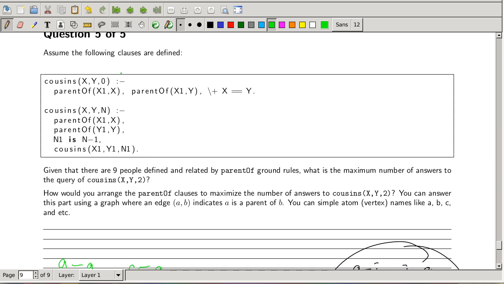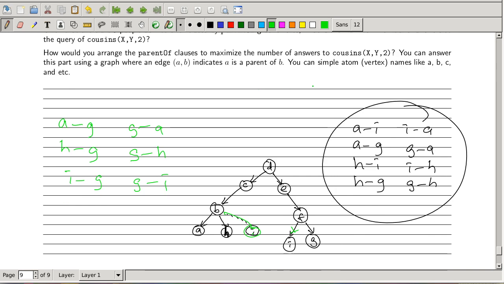In other words, in the graph that we have in here, it will give us A, I, A, G, H, I, H, G, and it will also give me I, A, G, A, I, H, G, H. Because being a second cousin is a symmetric relationship. If A is a second cousin of B, then B is also a second cousin of A. Does that make sense?